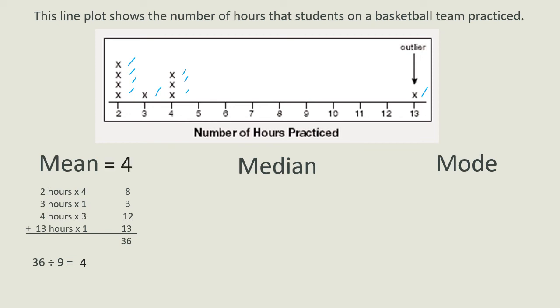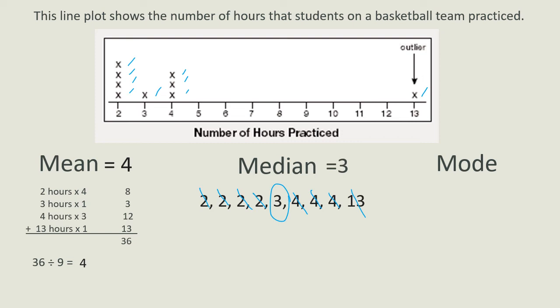Okay, now let's find the median. For median, you want to list out all the numbers in order from least to greatest. So let's do that. And now for median, you want to work your way inwards to the middle number. So let's cross out the first and the last, second and second to last, third and third to last, fourth and fourth to last, and you find the number 3 is in the middle. So your median number is 3.